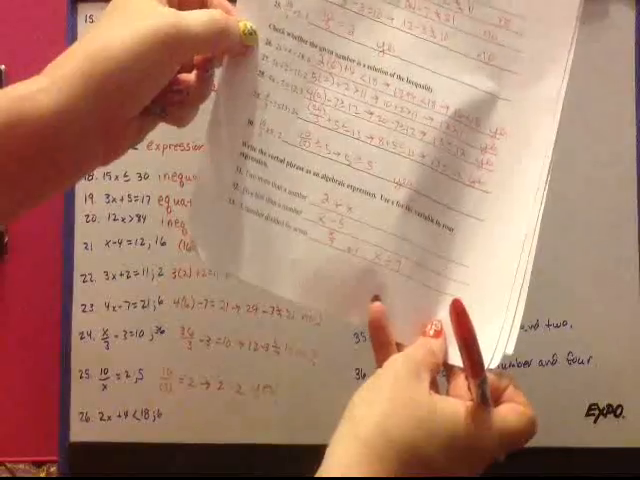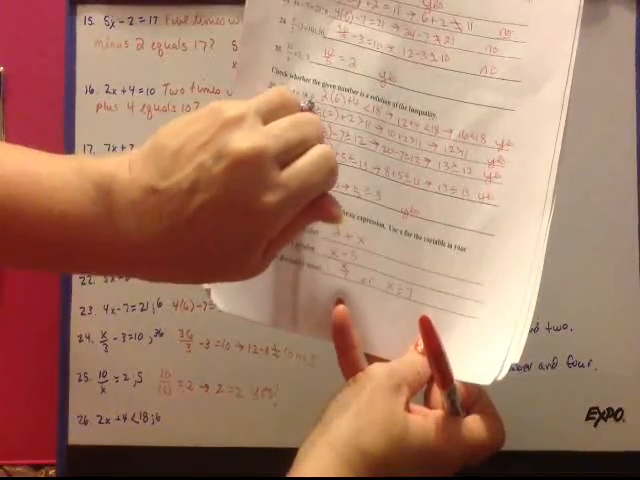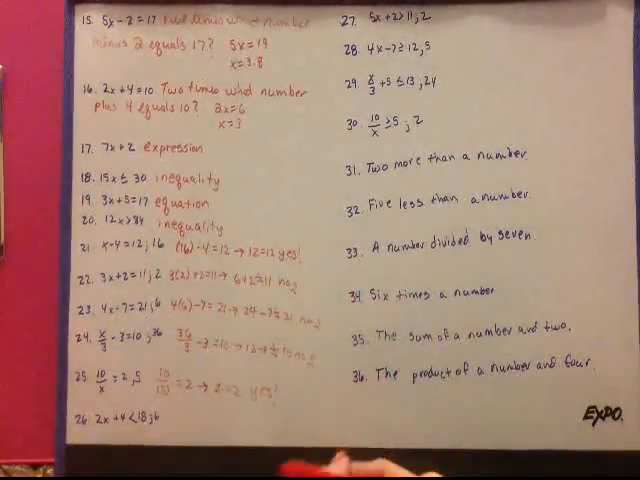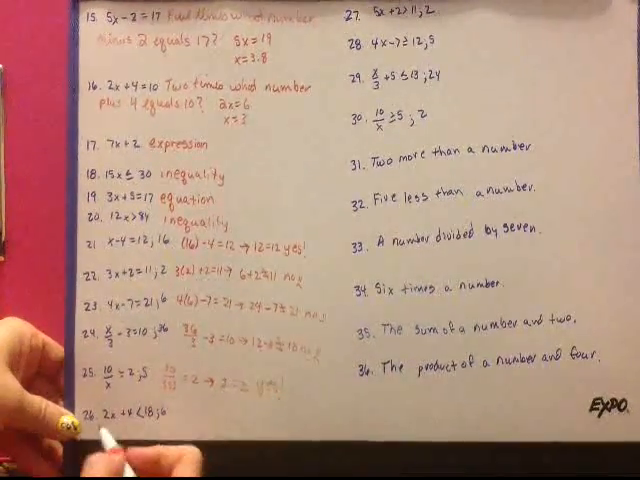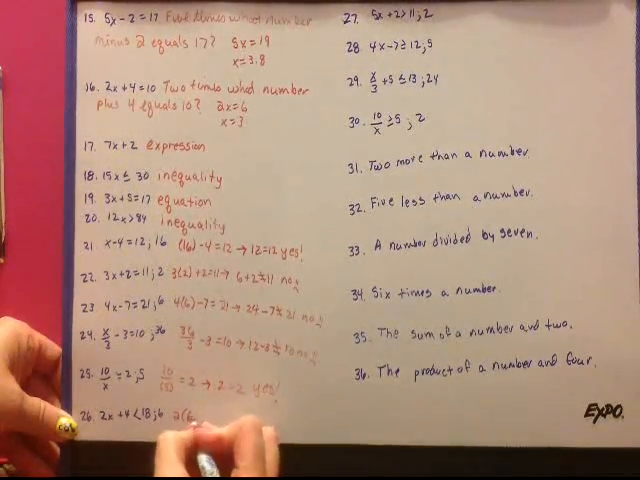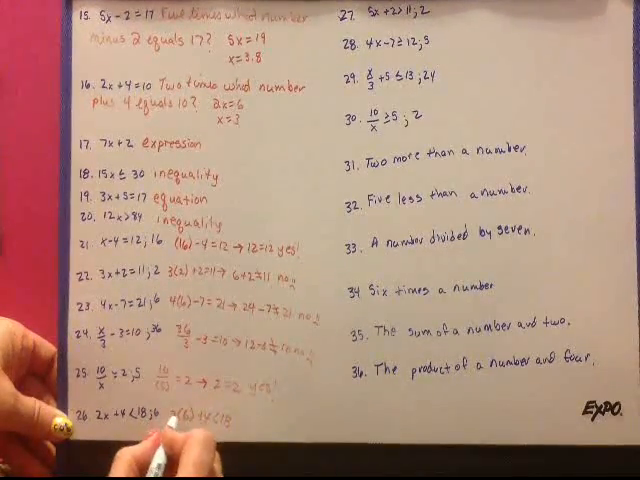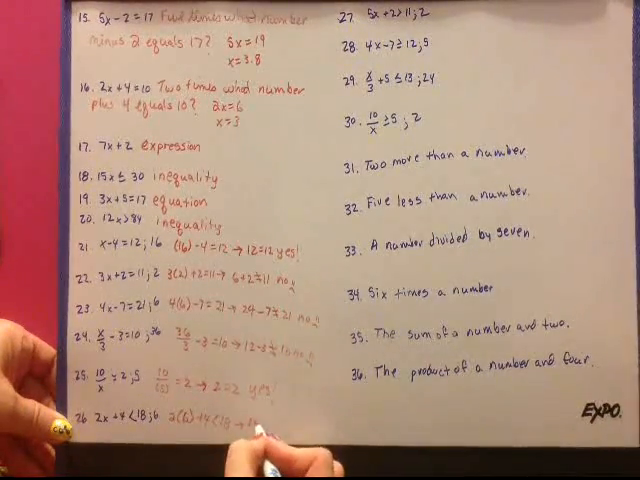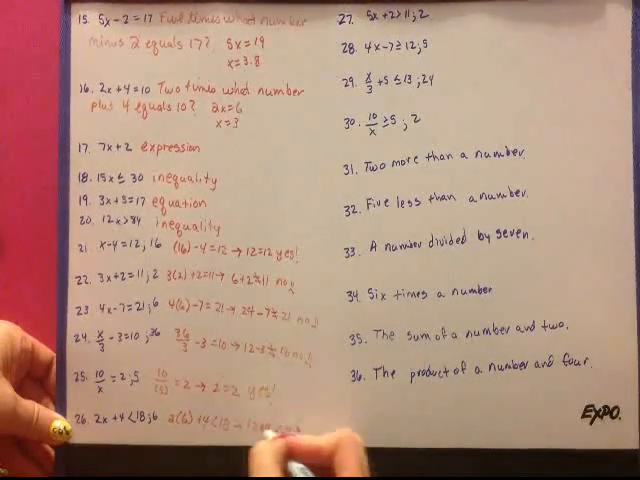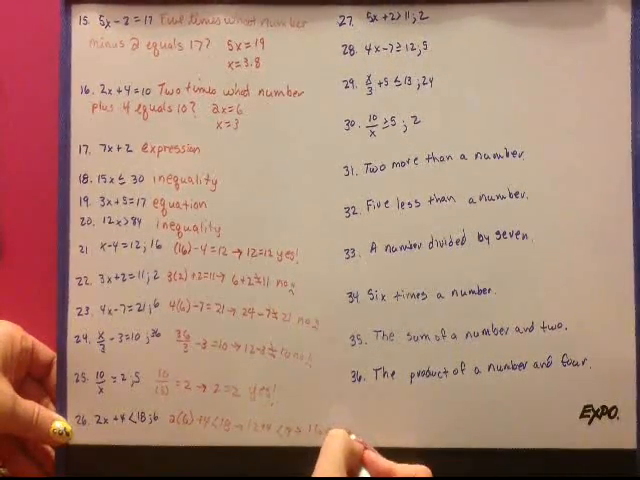Okay, for 26 through 30, we're going to be doing very similarly to what we did above. We're going to substitute our number after the semicolon in for the variable to see if we have a true statement or not. Okay, so we have 6 that we're going to put in place of x. 2 times 6 plus 4 is less than 18. 2 times 6 is 12 plus 4 is less than 18. 12 plus 4 is 16, and 16 is less than 18, so yes.